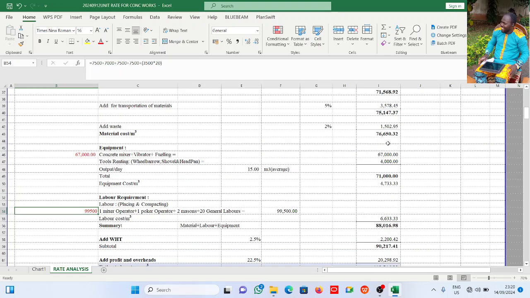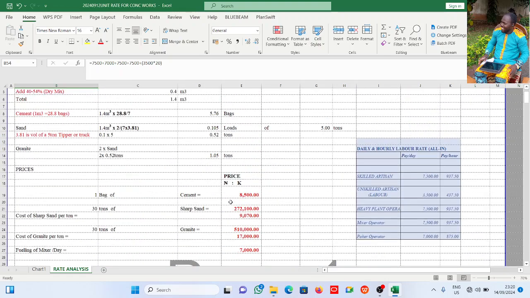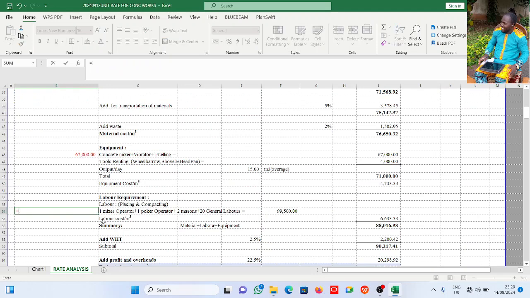Now we did analysis here. If you look at this table, same thing we had last week. We said the mixer operator gets 7,500 per day, and the poker vibrator operator 7,000 naira per day. Please, I am in Lagos, so do what is applicable in your area. Two masons at 7,500 per day, and 20 laborers at 3,500 times 20. That's how we get 99,500. That's what you see here.